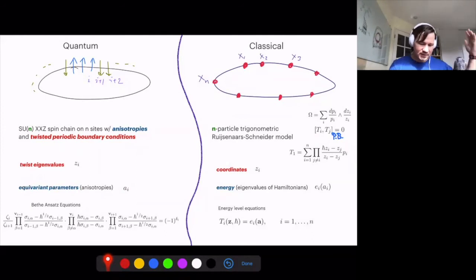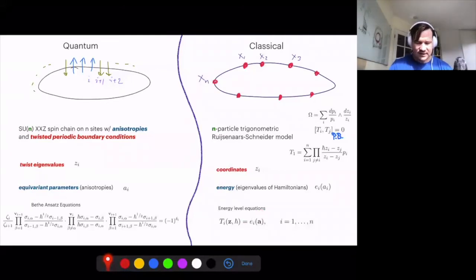Okay, I promise not to use any fancy language, but here it is. It comes from global symmetry. Anyhow, so let me just call them equivariant parameters, which are the anisotropies on all the interactions between spins, and they map to some symmetric functions. So the energies of the energy levels of those TRS Hamiltonians are certain symmetric functions of those anisotropy parameters.